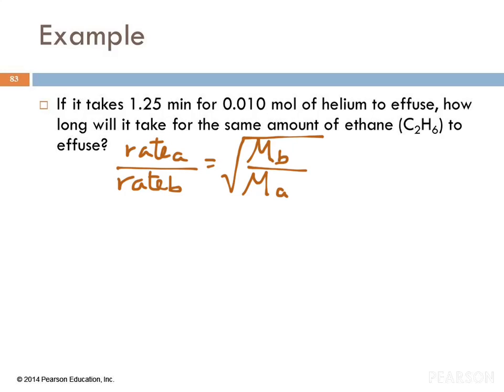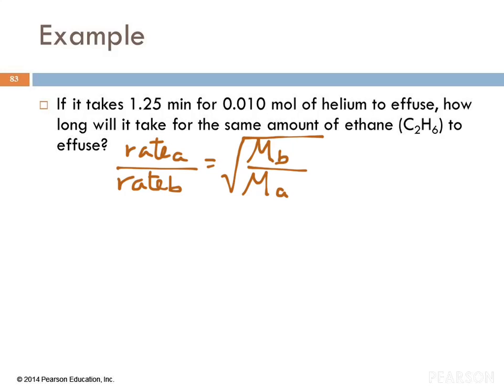What is a rate? Something over time? It's something over time. Like a rate of speed is distance traveled per unit time, right? So did they actually give us the rate at which helium diffuses? No, they said this many minutes for this amount.